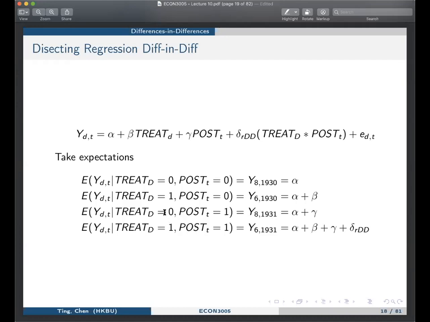Eventually, for the treated group in the post period, all three are 1. That's alpha plus beta plus gamma plus delta, which equals the mean of y for the 6th district in 1931. So in total we have four conditional expectations of y, and all of them can be represented by one or a combination of the four coefficients.